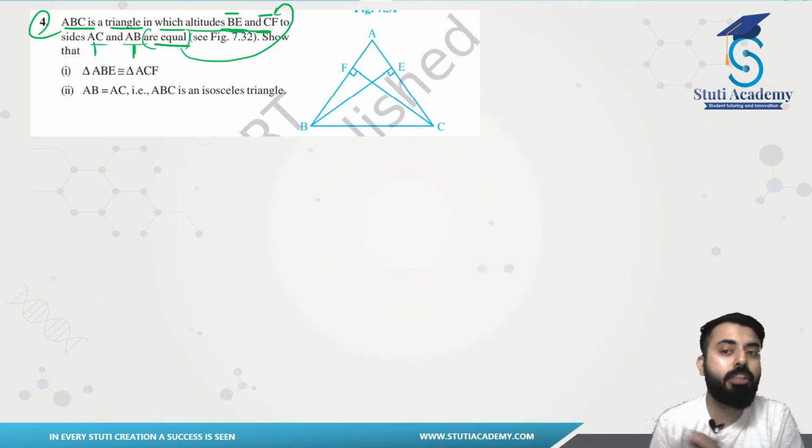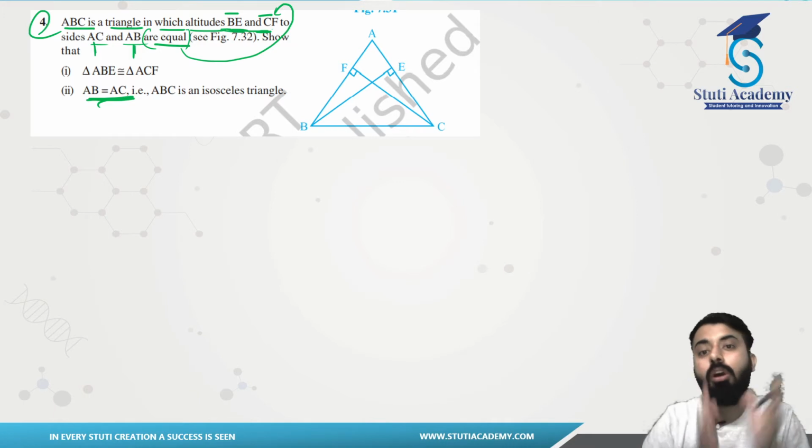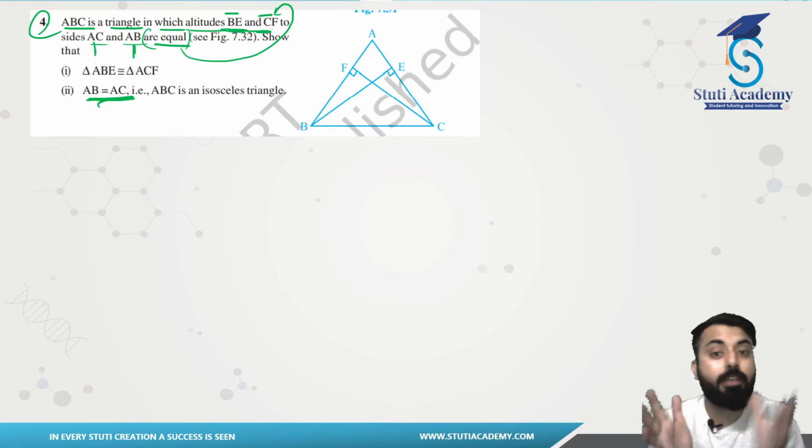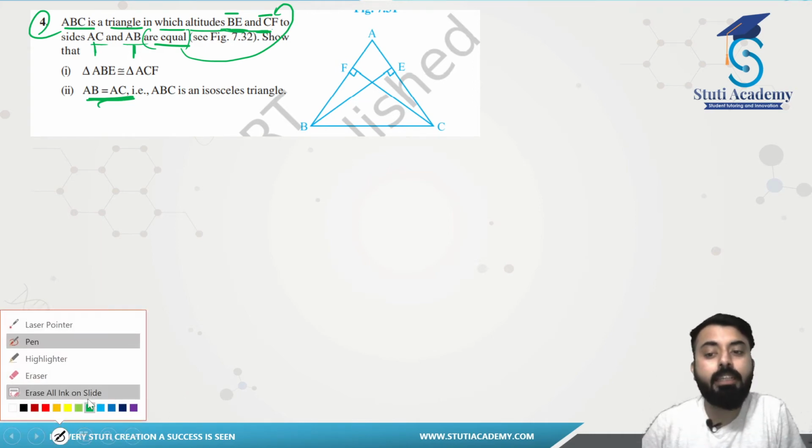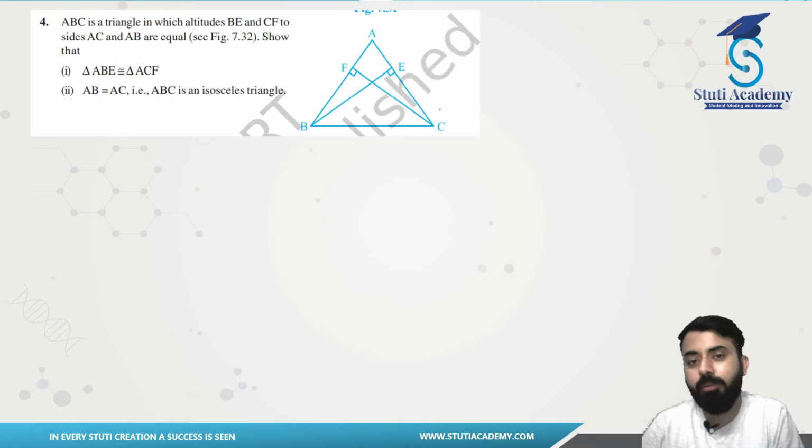AB and AC are not equal. They have clearly stated in the second part too that AB and AC have to be proven equal. They are not equal, although the altitudes themselves are equal. That means BE and CF are equal, and AC and AB we have to prove. And just one more thing, we have been given that the lines are perpendicular, right? They are altitudes, so altitudes are obviously 90-degree angles.